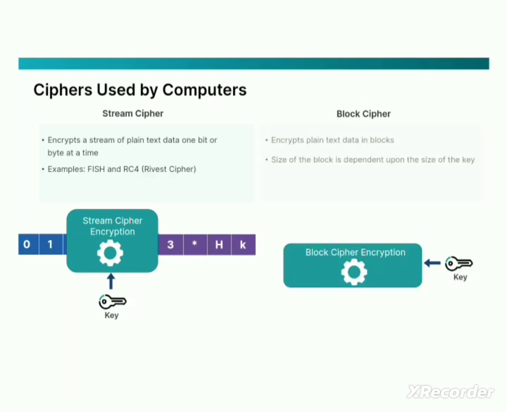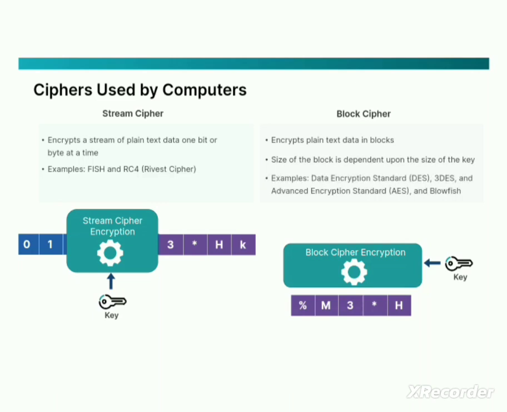Block ciphers break the plain text into blocks for encryption. The size of the block is determined by the size of the key. If the key is 256 bits, then the blocks to be encrypted will also be 256 bits. If the size of the message is 1 megabyte, then the message would be divided into multiple blocks, each one 256 bits in size. Common block ciphers that exist today are Data Encryption Standard, DES, Triple DES, Advanced Encryption Standard, AES, and Blowfish.